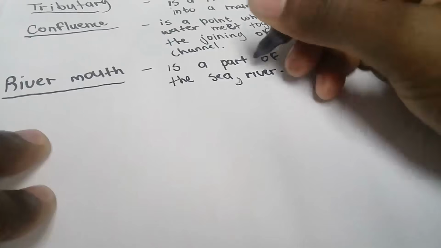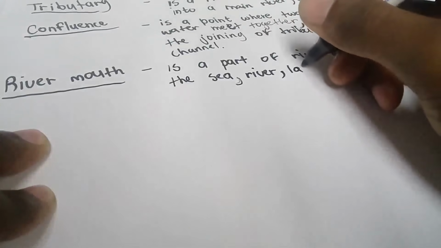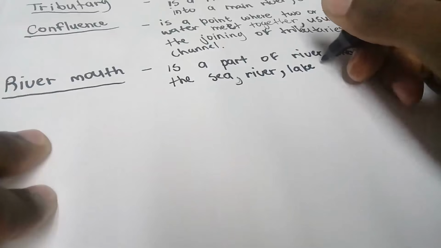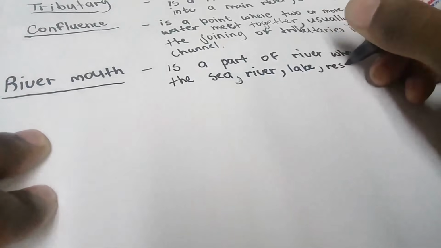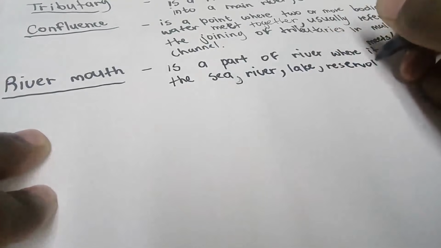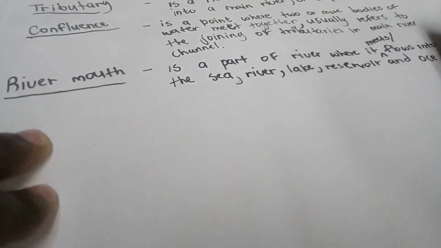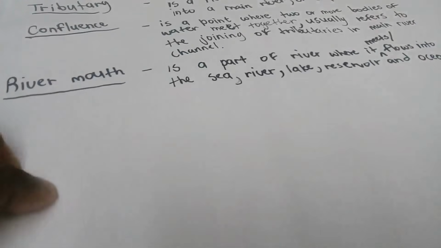It can also be a lake, a reservoir, and an ocean. But the most common one is an ocean. Yes, a river mouth, the most common one is an ocean, guys.